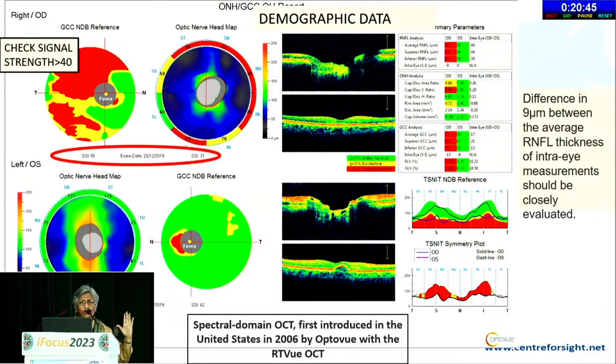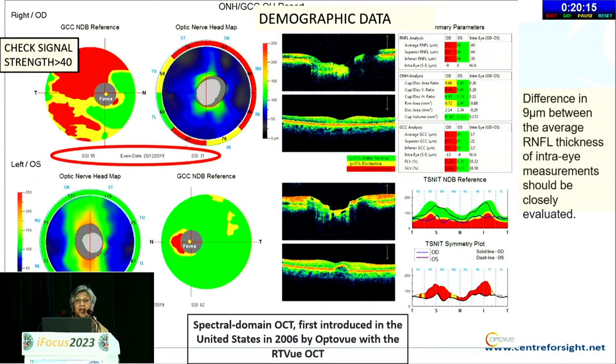Now, let's have a look at a simple printout. Can anyone try this printout, or should I go ahead and read it? Yes, anyone would like to try? So first of all, this is the printout of an RTVue, that is the OptoVue printout. The first thing is demographic data. As pointed out earlier, you must see the patient's name. Most important is age. Why is age important? Anyone? Yes, it's going to be the normative data.